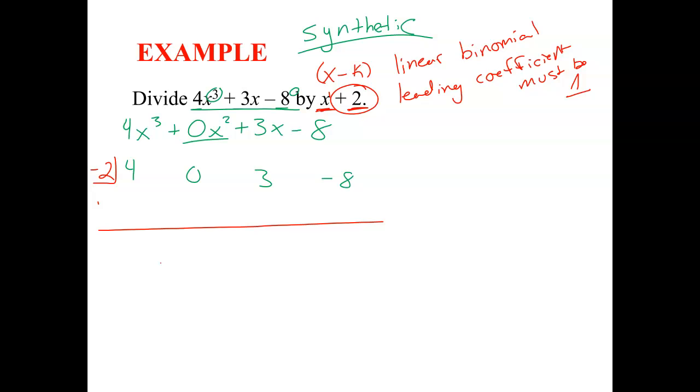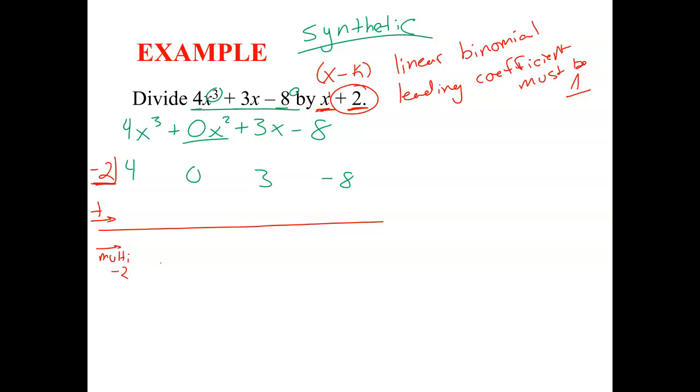Everything in the first row, everything in this row gets added to what's above it. Or I guess second row. Everything in the second row gets added to the first to give us our result in the bottom. Everything in the bottom is going to get multiplied by whatever we have in this box. So this is going to get multiplied by negative 2.